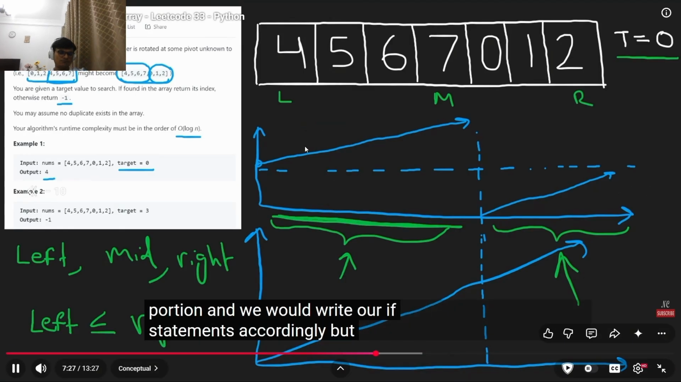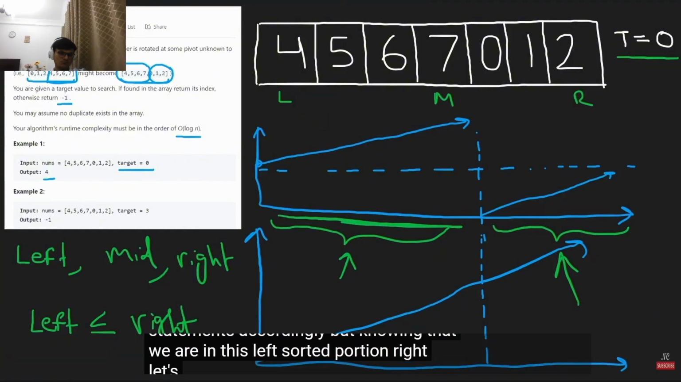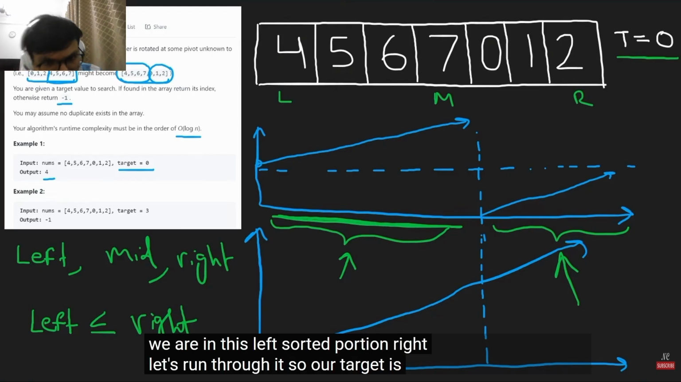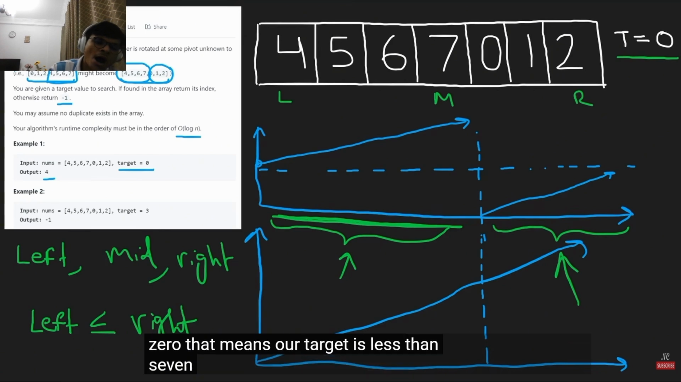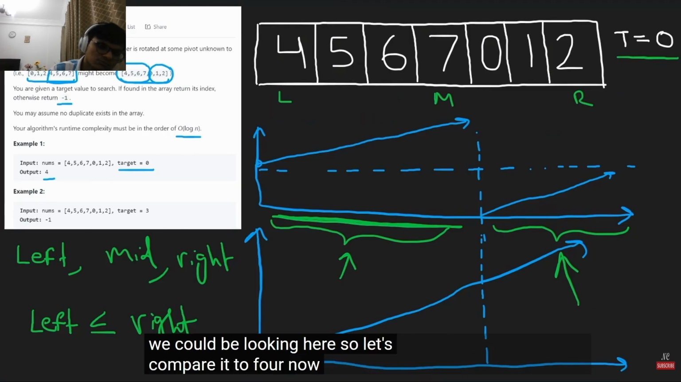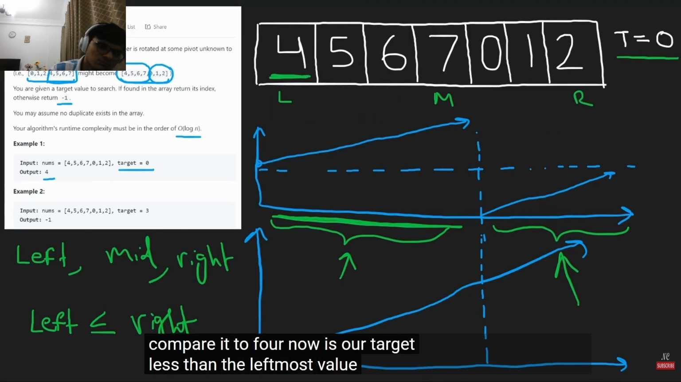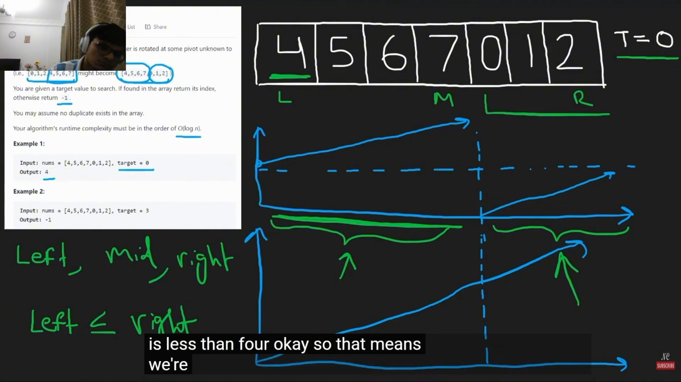But knowing that we are in this left sorted portion, let's run through it. So our target is 0. That means our target is less than 7. That means we could be looking here or we could be looking here. So let's compare it to 4 now. Is our target less than the leftmost value? Well, 0 is less than 4. Okay, so that means we're all good.